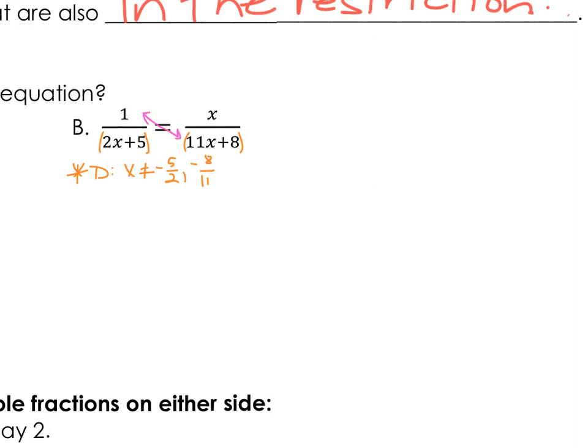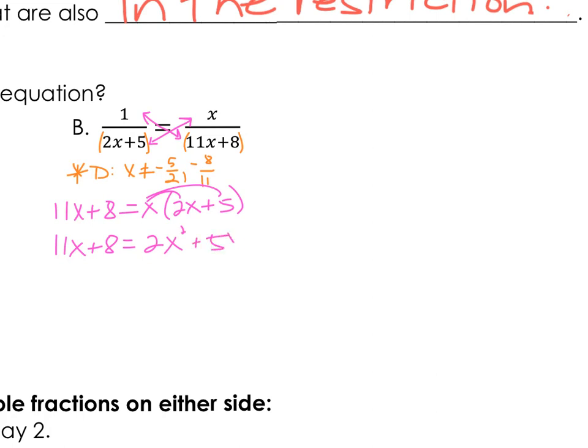If we take 1 times 11x plus 8, we just get 11x plus 8. But when we cross multiply in that other direction, notice we have an x on the outside and then 2x plus 5. That's going to require us to distribute that x in, and we get 2x squared plus 5x.